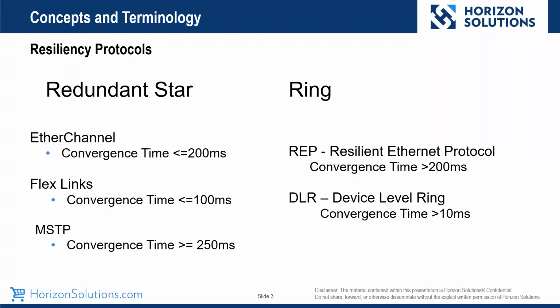Flex Links are also a redundant star switch topology resiliency protocol where you would have 2 links between 2 switches. One of those links would be in the active role, and one of those links would be put into active standby, such that if the active link goes down, the active standby will be engaged, and it has an extremely fast convergence time of less than 100 milliseconds.